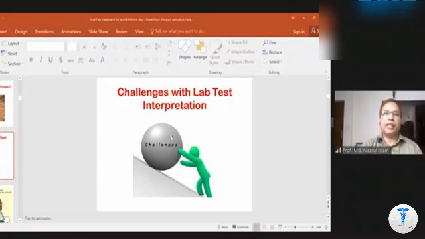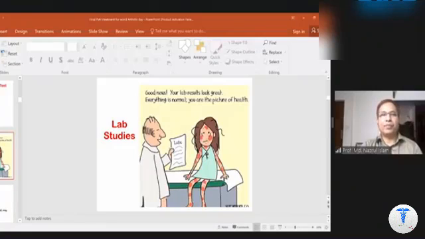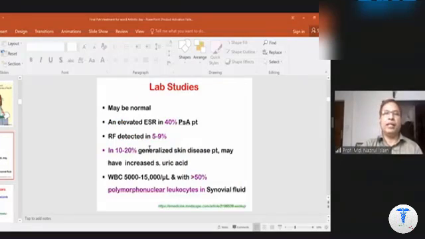Interestingly, there are challenges with lab test interpretation, not only in psoriasis, in SpA as well. Sometimes the lab tests can turn out normal and the patient may become unhappy because she is a sufferer. So let us have a look at what problems lie with the lab studies. It may be normal, and elevated ESR we get in about 40% of patients. Rheumatoid factor and ACPA can be detected in less than 10% of cases of psoriasis.